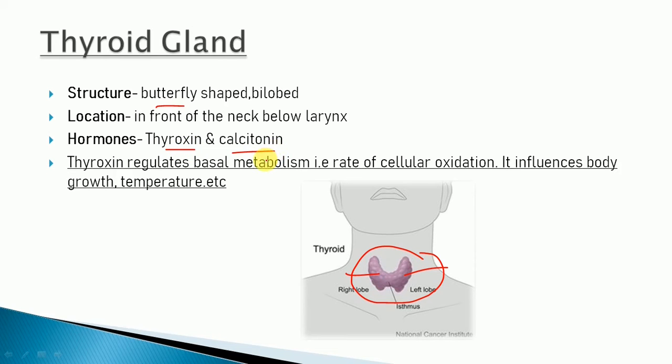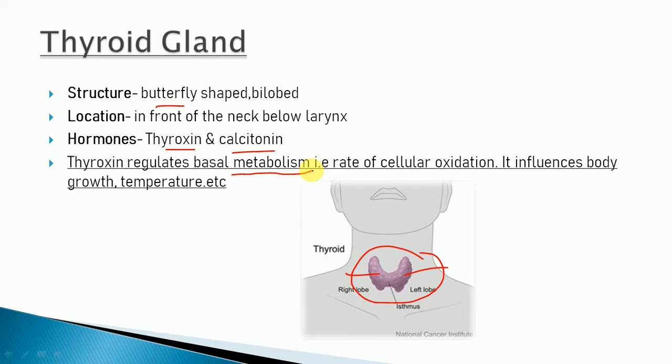Now what is the function of thyroxine? Thyroxine regulates the basal metabolism. Now what is this basal metabolism? Metabolism means the breakdown of food, or you can say the synthesis of certain materials, meaning the chemical processes that are involved during the breakdown of food in order to transform them into energy. So this is known as metabolism.